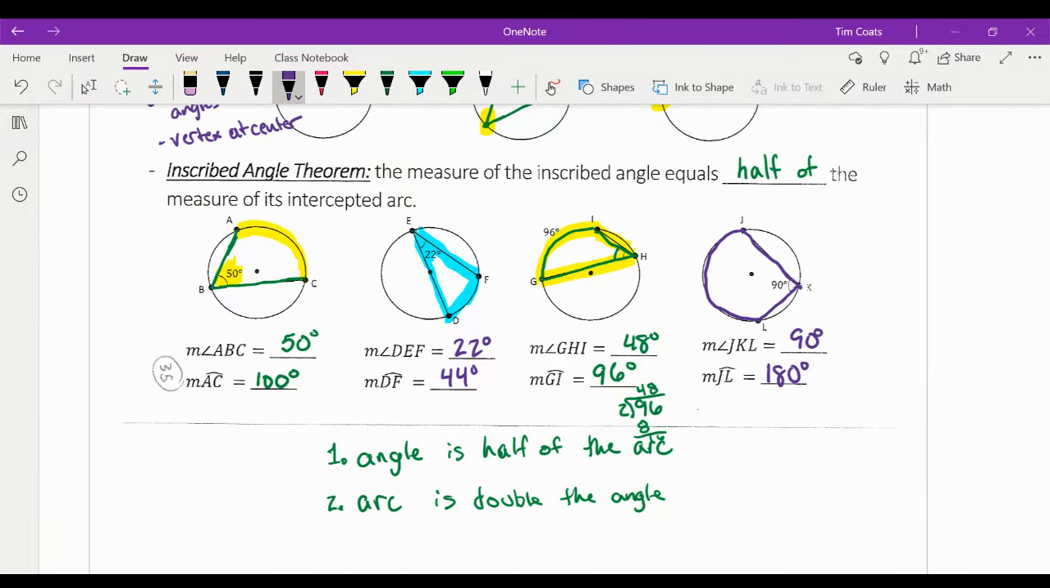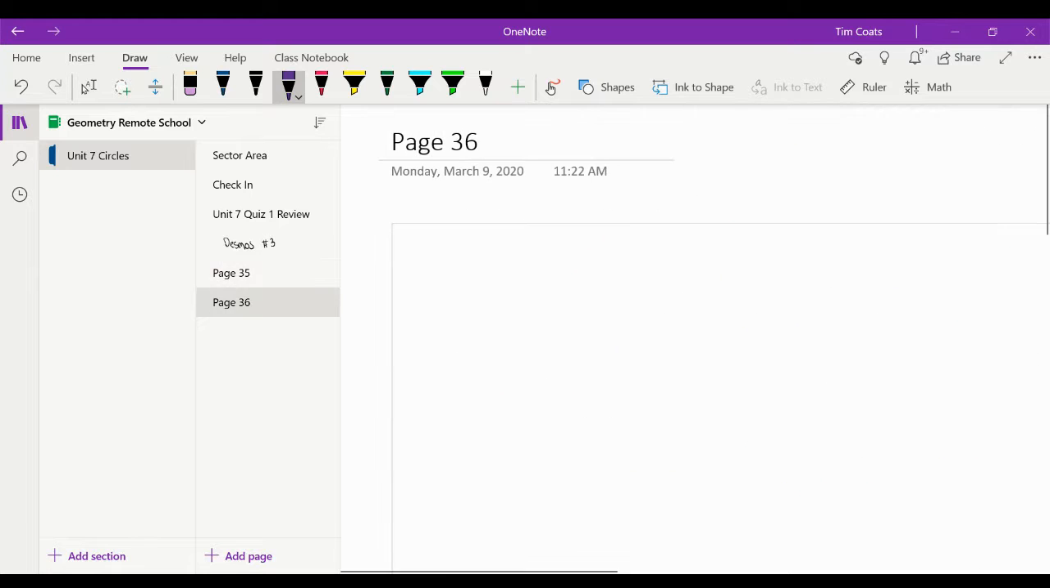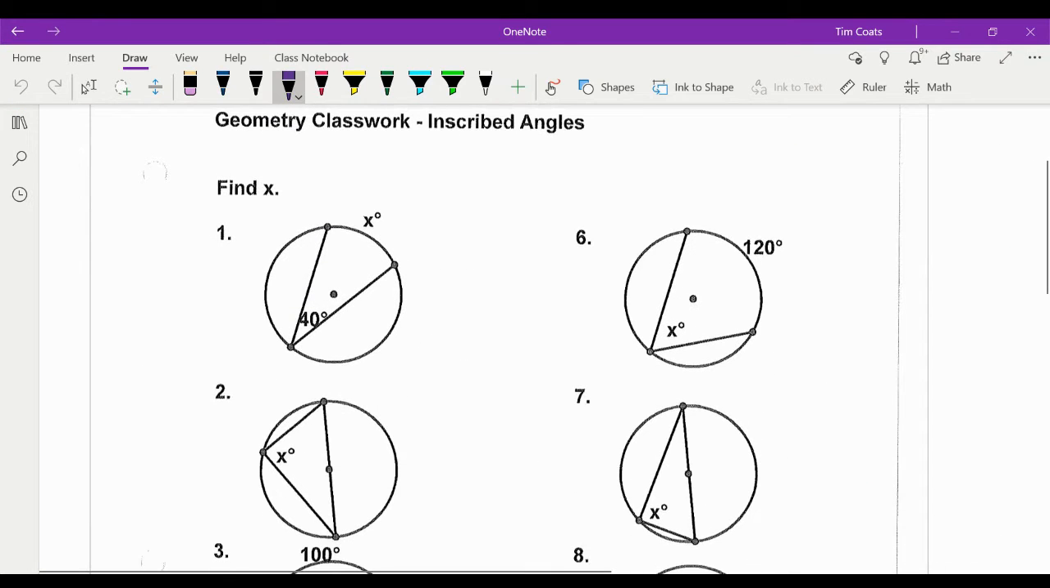So let's move on to page 36 if you're following along with the packet I gave you. Let's look at a couple of problems here. In this one, I'm given the angle and asked to find the arc. That means x will be 2 times 40, which is 80 degrees.